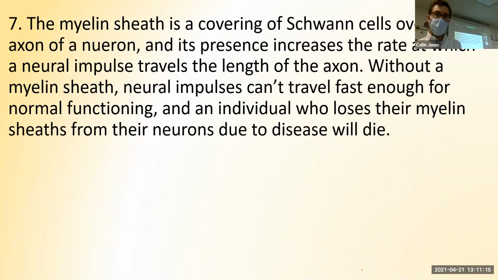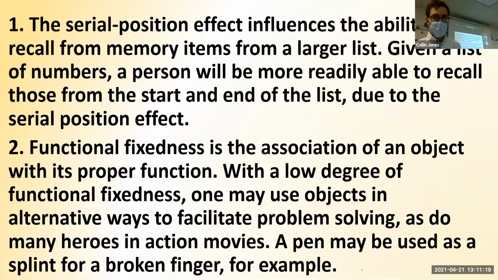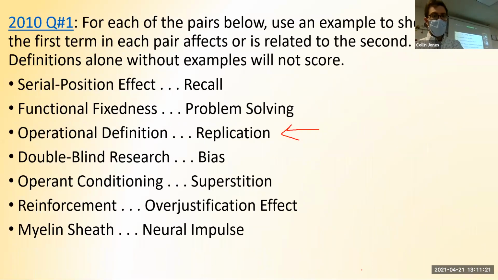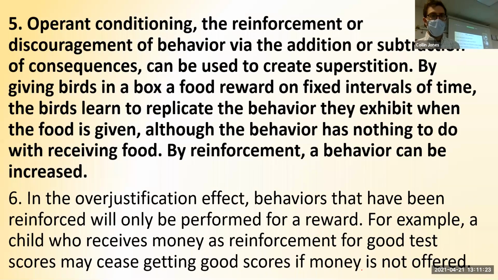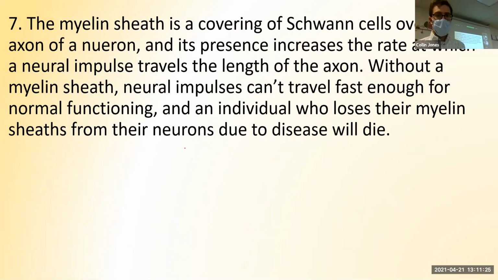The myelin sheath is a covering of Schwann cells over the axon of a neuron. What are they supposed to be doing? How the myelin sheath impacts neural impulse. So I'm looking for something about it speeds up, can't travel fast enough without myelin sheath. I think they definitely got point 7.